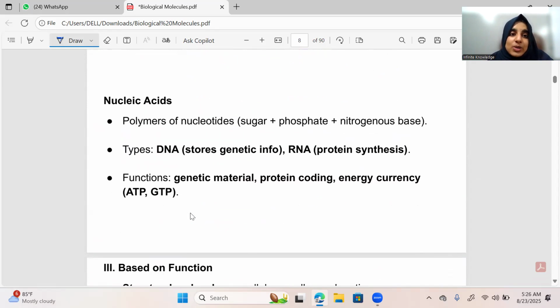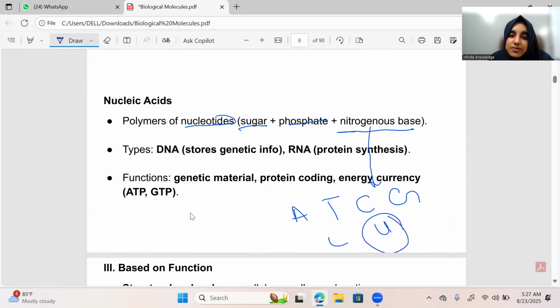Next, we move on to nucleic acid. Now, what is a nucleic acid? It is a polymer of nucleotides. What is a nucleotide? It means sugar plus a phosphate backbone plus a nitrogenous base. Now, what is a nitrogenous base? It consists of four types: adenine, thymine, cytosine, and guanine. And if it is RNA, it contains uracil in place of thymine.